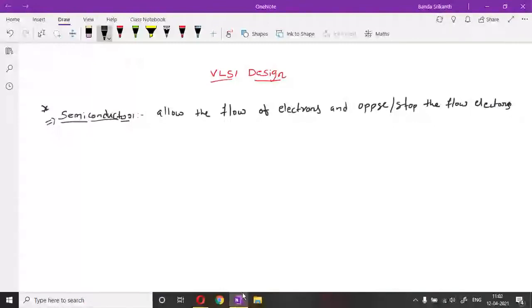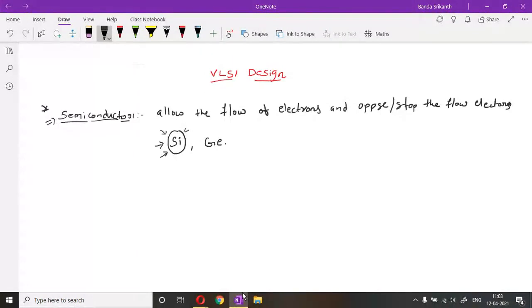So what are the semiconductor materials? The semiconductor materials are silicon and germanium. Out of which we will use silicon as a semiconductor material in making electronic devices. Why? Because the silicon material is available in nature very plentifully. From the sand we can extract the silicon material. So that's why it is very abundantly available in nature, and that's why we are choosing silicon for the semiconductor.